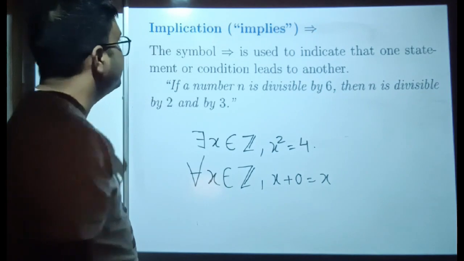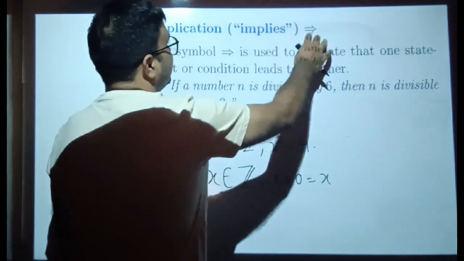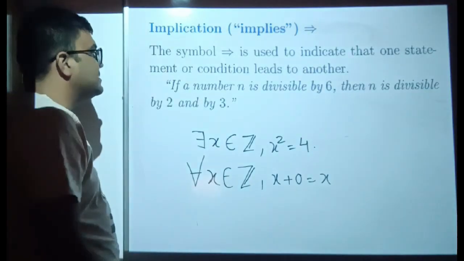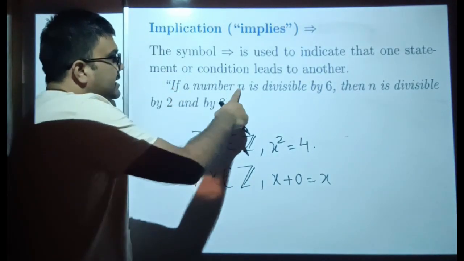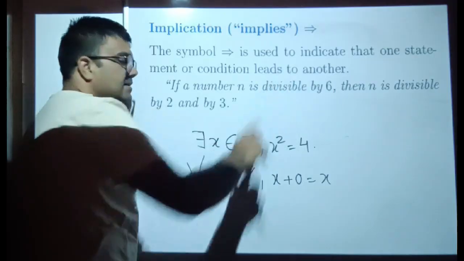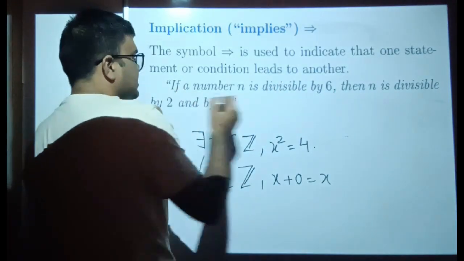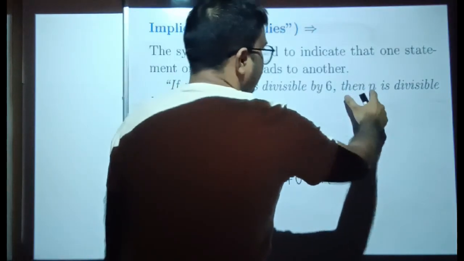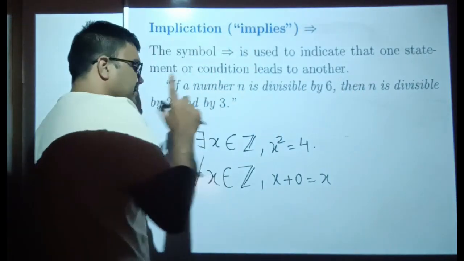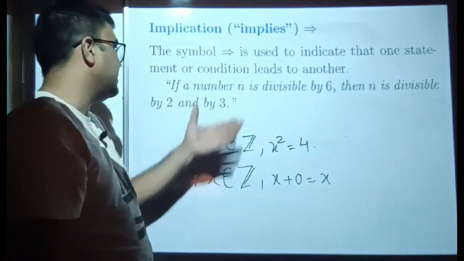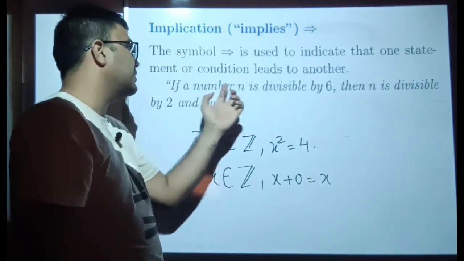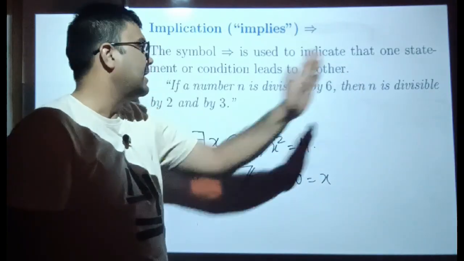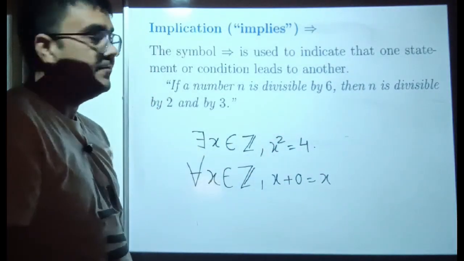Next is this symbol we are using. This is the implies symbol. Suppose we are talking about a number n that is divisible by 6. Then we are saying that n is divisible by 2 and 3. What does this mean? We have a statement that a number n is divisible by 6. Then what will happen? n is divisible by 2 and 3.